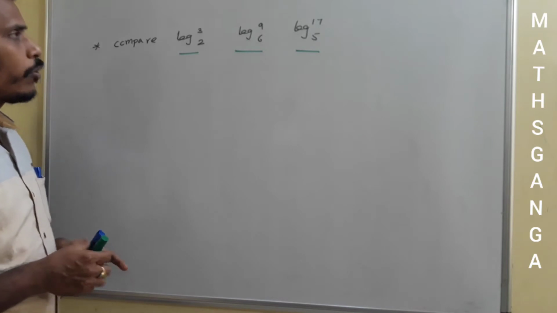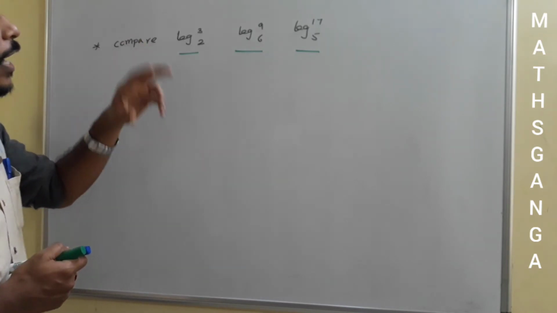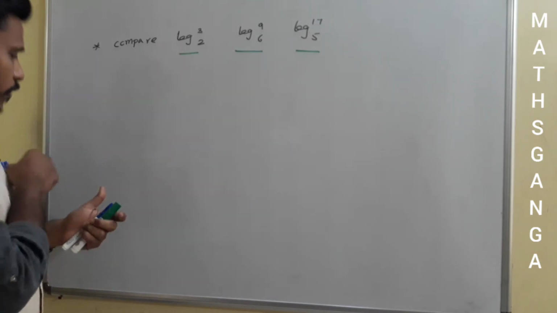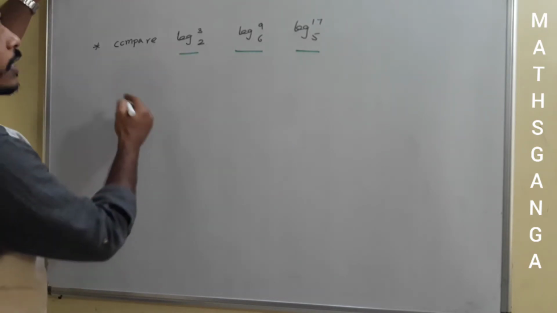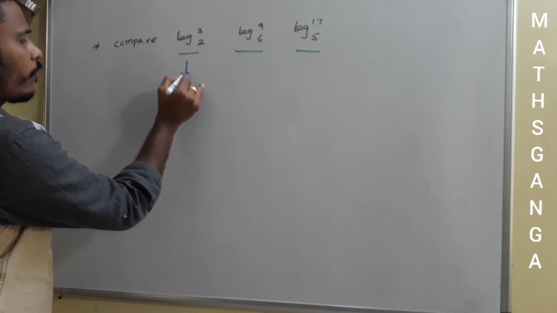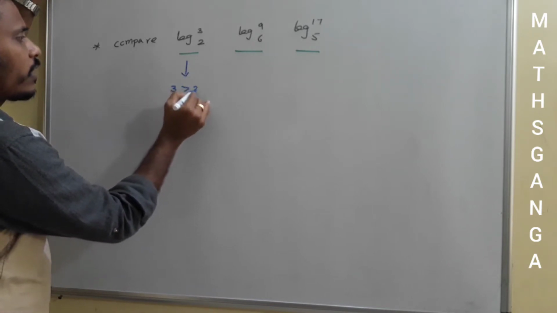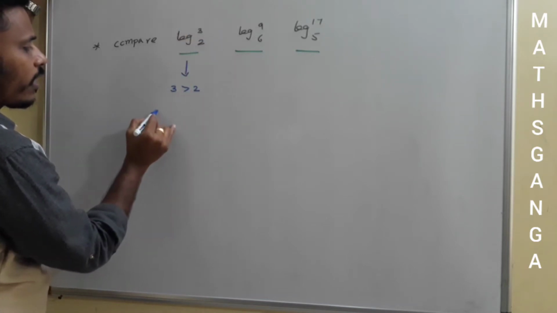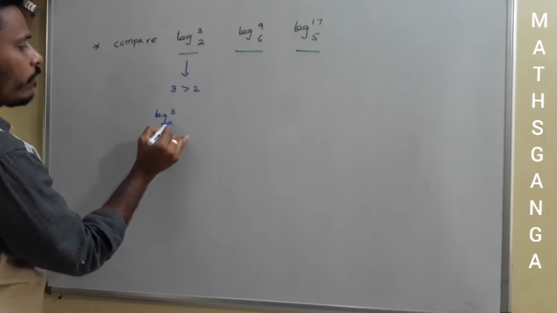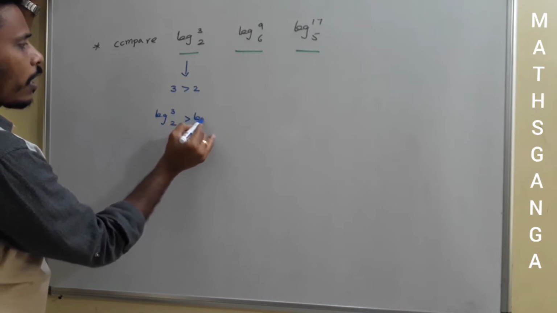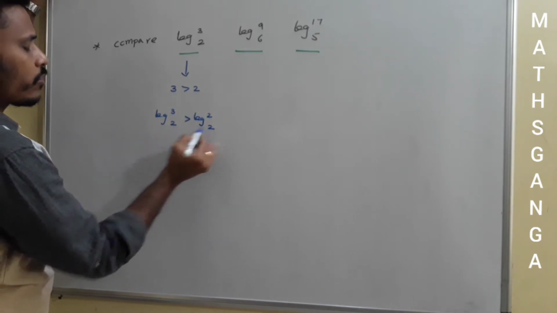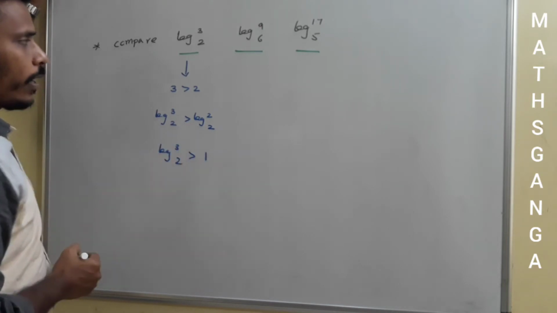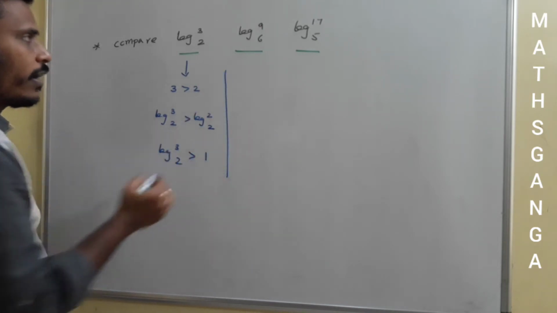Now just think about where these logarithmic values are located. You need to think in such a manner, for all the problems, not only the first problem. It is very clear that 3 is greater than 2. Since 3 is greater than 2, you apply logarithm with base 2 on both sides. Log 3 base 2 is greater than log 2 base 2, so log 3 base 2 is greater than 1. So the first logarithmic value is greater than 1.